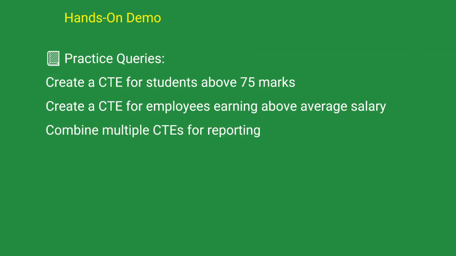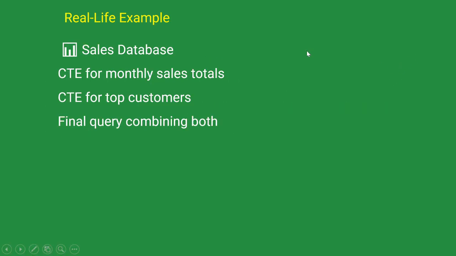Let us practice. Try creating a CTE for students above 75 marks, another for employees earning above average salary, and combine multiple CTEs for reporting. In a sales database, you can create a CTE for monthly sales totals, another for top customers, and then combine them in a final query. This makes reporting much easier.